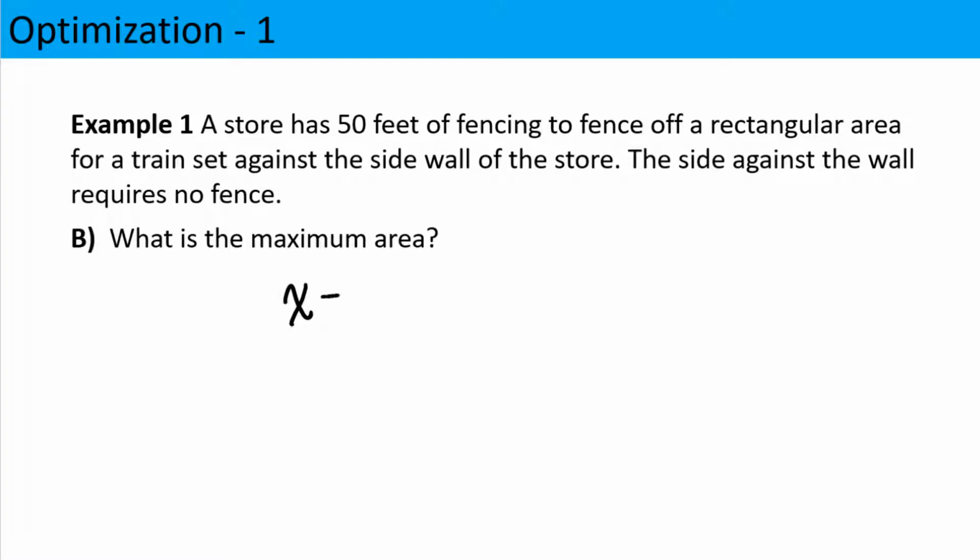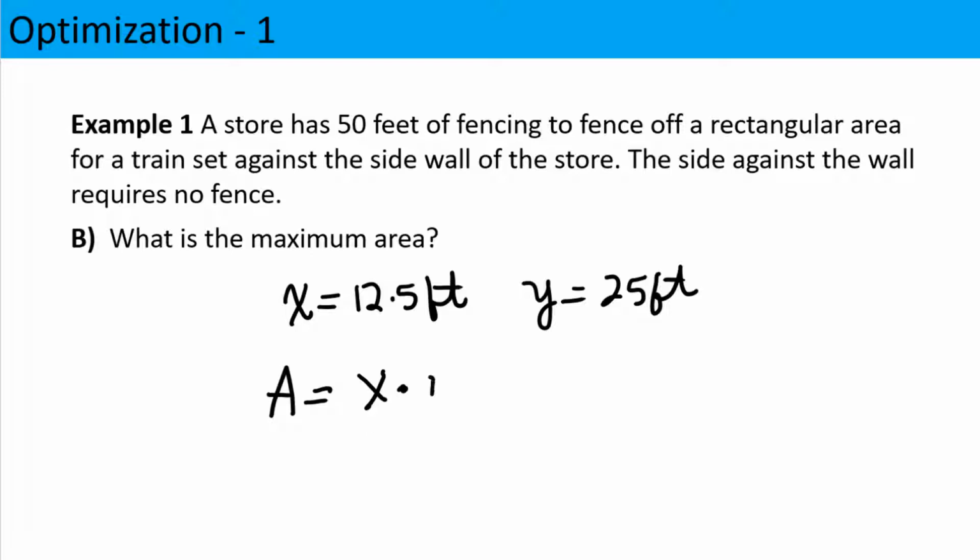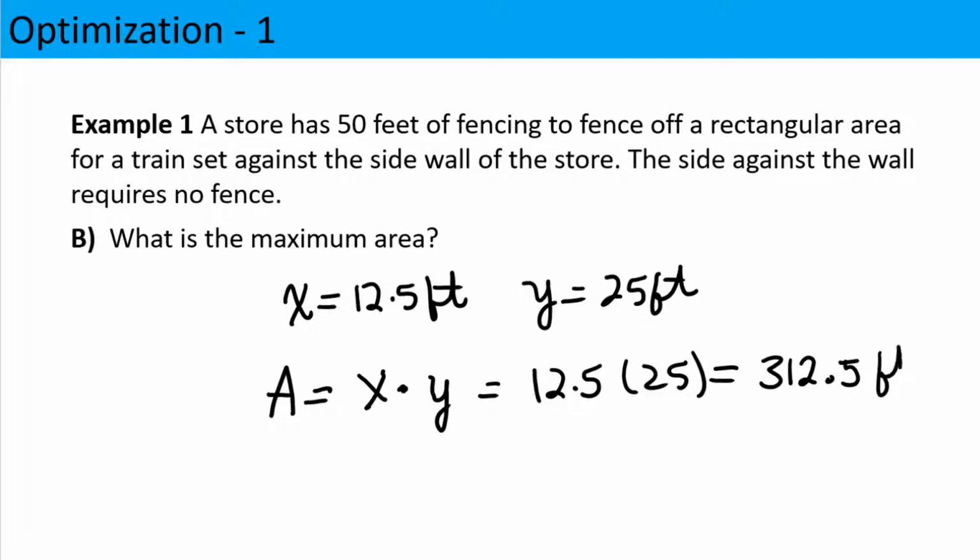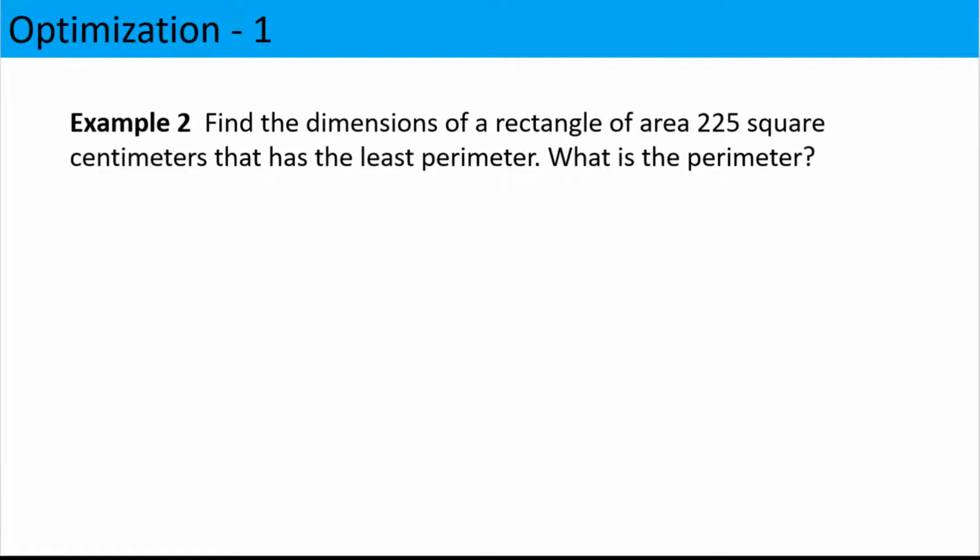Now that we have for the side adjacent is 12.5 feet and the side opposite is 25 feet, the area is the product of the length times the width, which would be 12.5 times 25 feet, which is 312.5 feet squared.